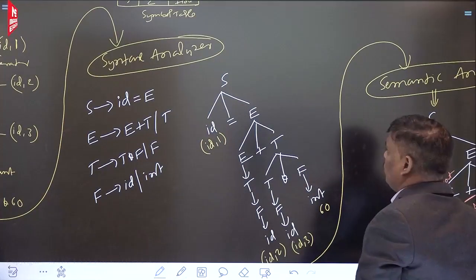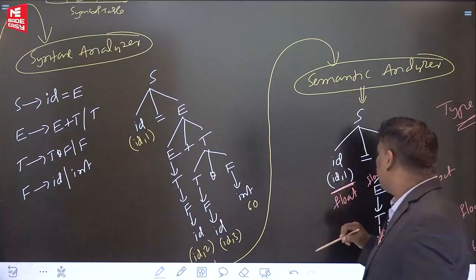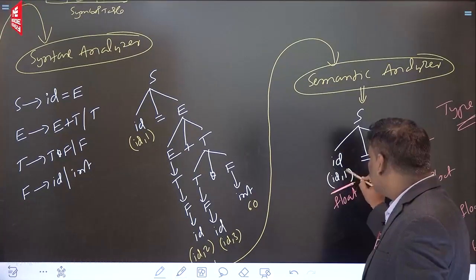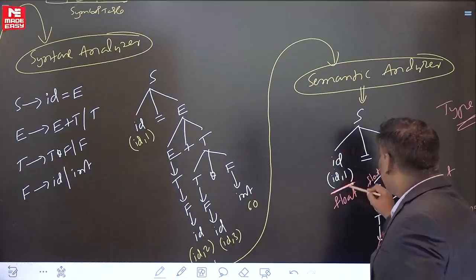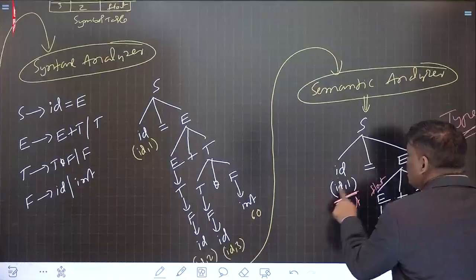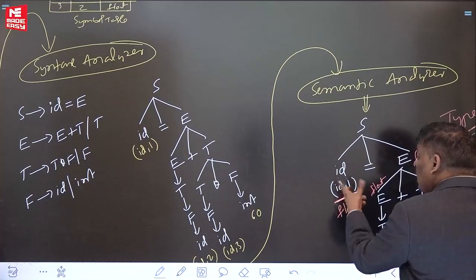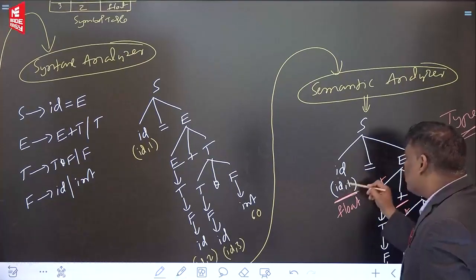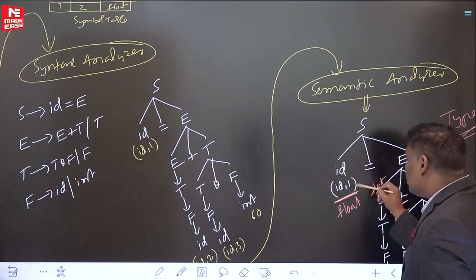Please be careful. One more thing I want to say to you. Who gives this token number? The lexical analyzer. Suppose the lexical analyzer has given the token number, it's okay. If the token number is not there, how do I know the type of this person?